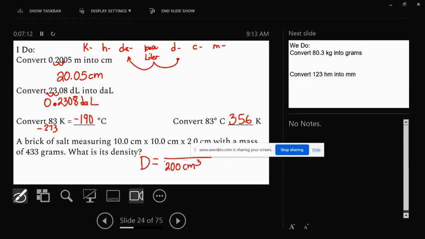Let's try it again. I'm going to put my mass above here, which is 433 grams. And notice if I put my units in my work, they just flow right over into my answer. So 433 divided by 20 is 22, and that's going to be grams per centimeter cubed. Divide this by 200.